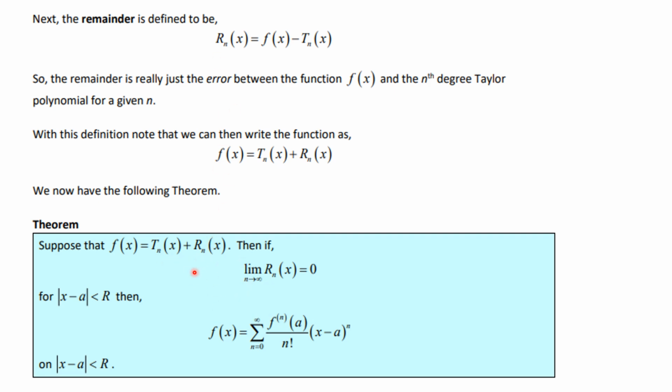Then, if the limit of the remainder, the error, goes to 0 as n goes to infinity for the absolute value of x minus a less than r, that's the radius of convergence, and the interval of convergence is the interval associated with the absolute value of x minus a less than r. It is the interval centered at a. Sometimes people will talk about the Taylor series centered at a. Then f of x, in fact, does equal its Taylor expansion within that interval.